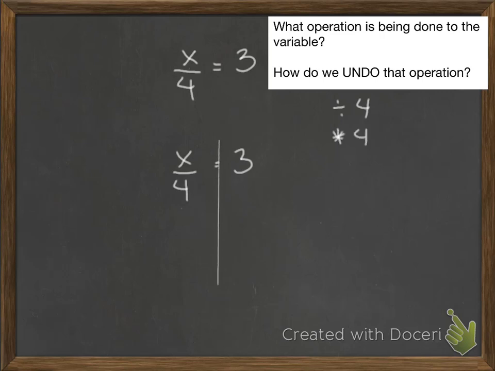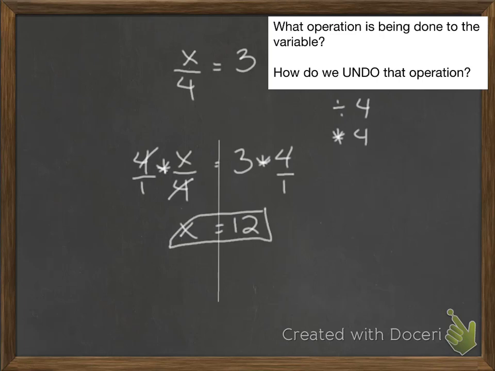Okay, again, I'm going to draw my vertical line so I can keep my two sides straight. So I am going to multiply this side by 4, and I'm going to multiply this side by 4. Sometimes this confuses students, so if it's helpful, you can rewrite it as 4 over 1. Okay, this gives me 1x, or x over 1, equals 3 times 4, which is 12, or 12 over 1. So our final answer is x equals 12.